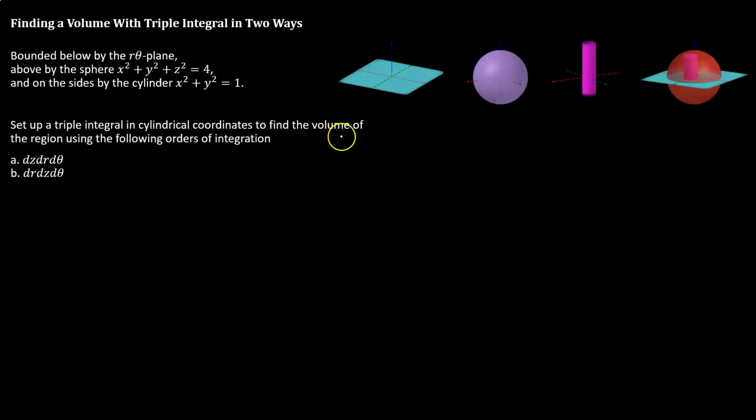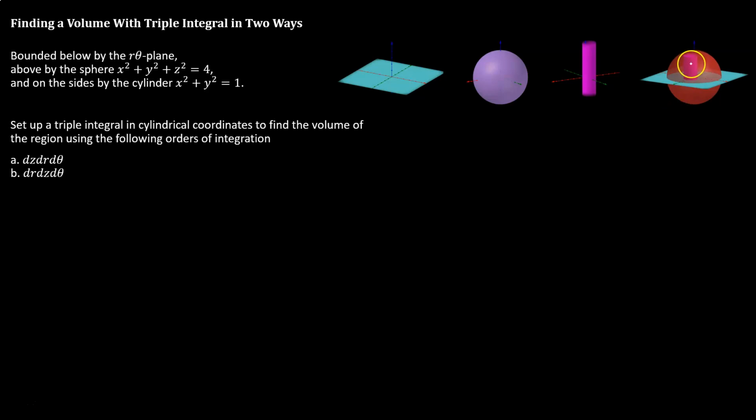Let's take a look at another volume problem with a triple integral. This problem is bounded below by the r theta plane, so the bottom of our solid is the r theta plane, above by the sphere, radius 4, and the sides of our solid are carved out by the cylinder. Now, to be honest with you, I wasn't able to make a perfect picture of all of these three things merged together, so I did the best I could and I overlaid them.